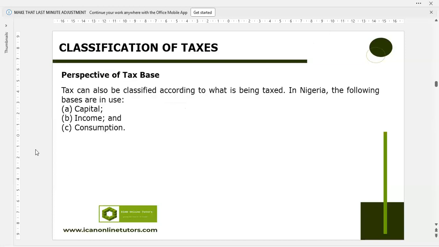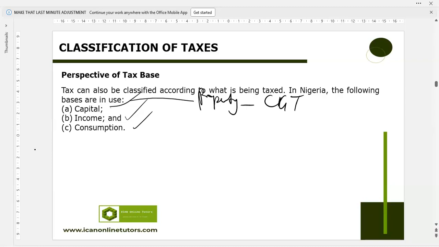So let's move on. Still under the classification of taxes, let's look at the perspective of tax base. That was the classification of tax by incidence, but tax can also be classified according to what is being taxed. So in Nigeria, the following bases are in use: capital, income, and consumption. Capital, a good example is property, and the most relevant tax on this is capital gains tax. Whether it is a sale of shares and the likes, anything that has to do with property or is capital in nature, when you dispose of it, you pay tax.